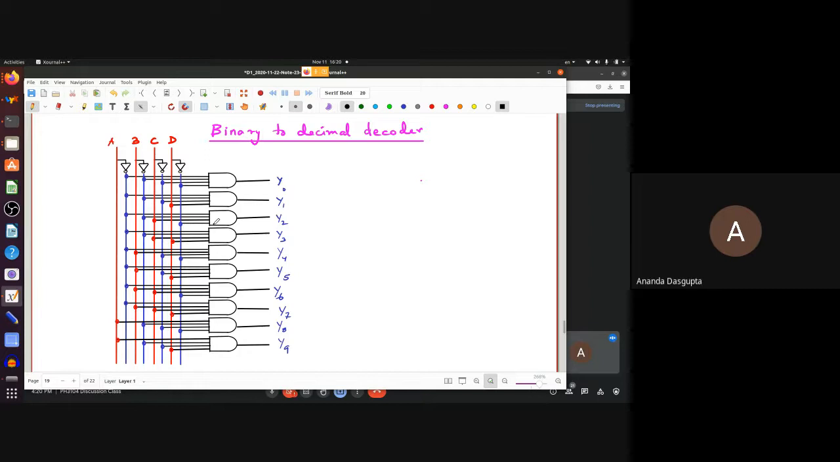Why 10? Basically because the output essentially signifies decimal. So very often you would have binary inputs like, say, 0, 1, 0, 1. Now, if you were to treat this as a binary number, how much will this be? What is 0, 1, 0, 1 in decimal? 5.